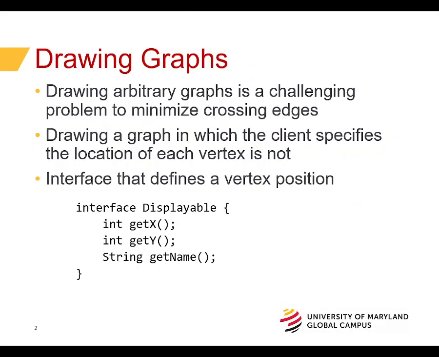We begin with our approach to drawing graphs. Drawing arbitrary graphs is a challenging problem if we want the graph to look attractive and to minimize crossing edges. So our approach will be a simpler one, in which the client specifies the location of each vertex. With that approach, we need an interface that defines the XY coordinates and the name of the vertex. We named this interface Displayable. It requires three methods: one to get the X ordinate, one to get the Y ordinate, and a third to get the name of the vertex.